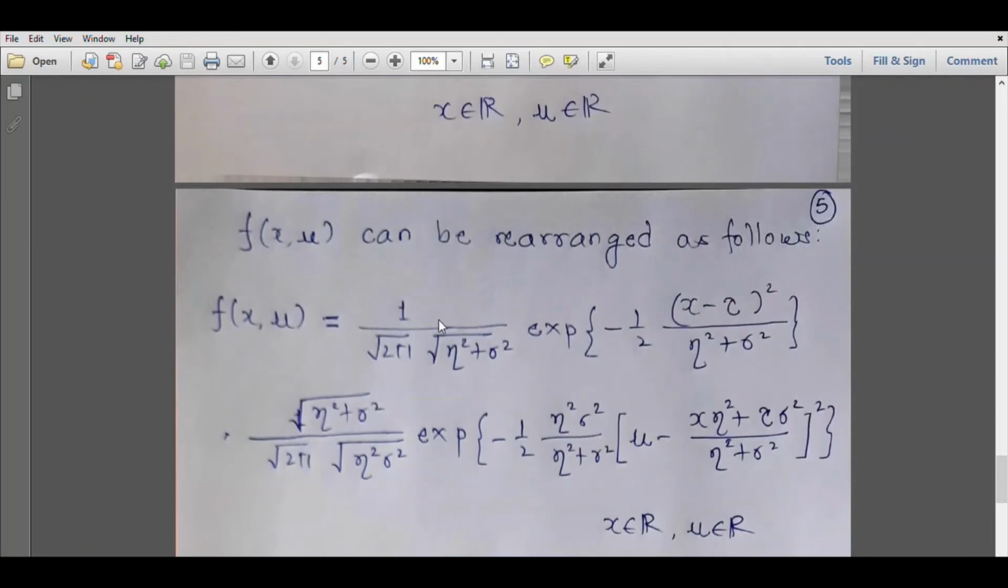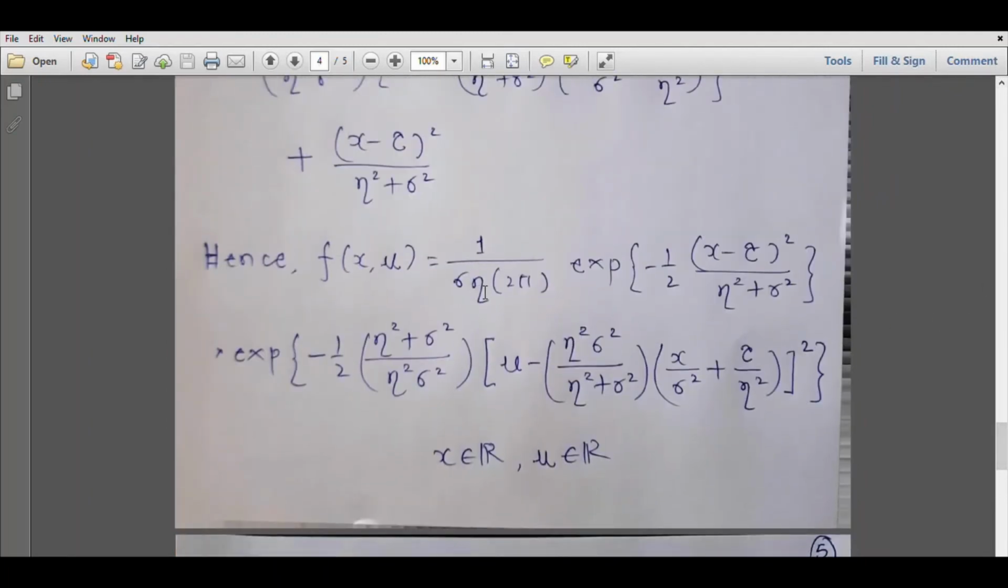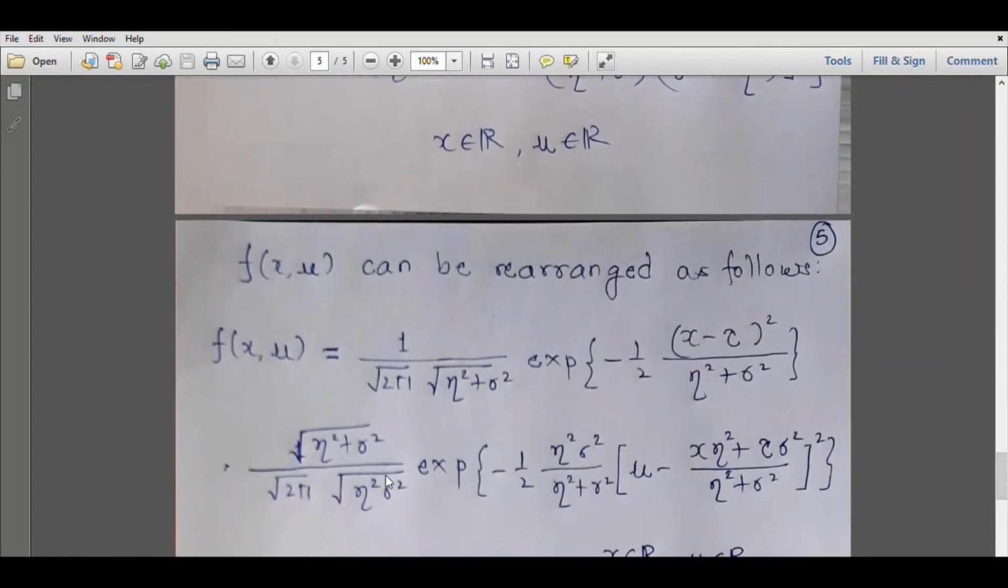Now because here we have divided by the square root of eta square plus sigma square, here I am multiplying it by the root of eta square plus sigma square. And now the term 1 upon sigma eta, here I am writing as square root of eta square into sigma square. Originally there was 2 pi, so now I have split it into root 2 pi like this. So finally, if you look at the multiplication of these constants, what you have is 1 upon 2 pi into sigma into eta, which was the original term there.